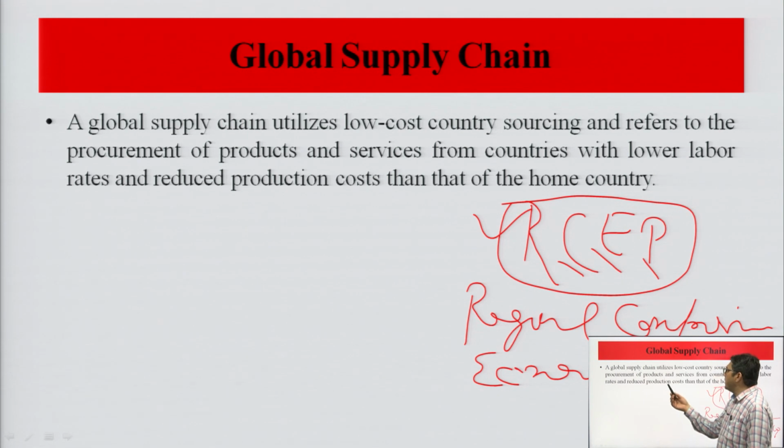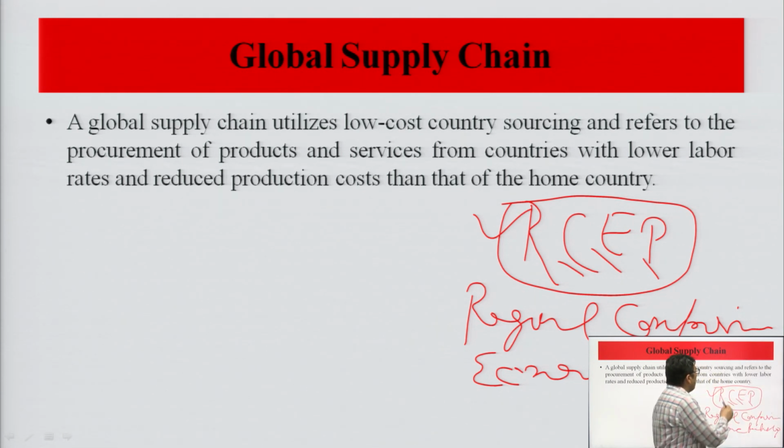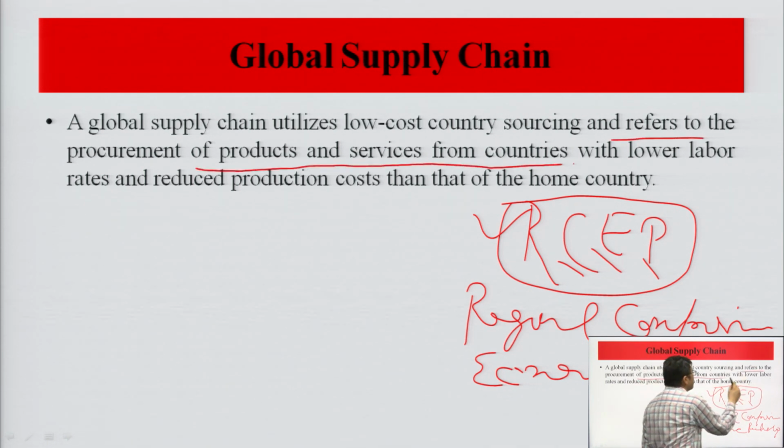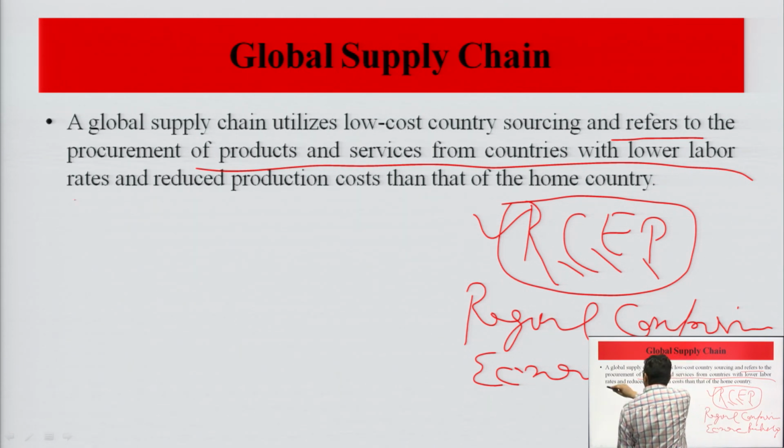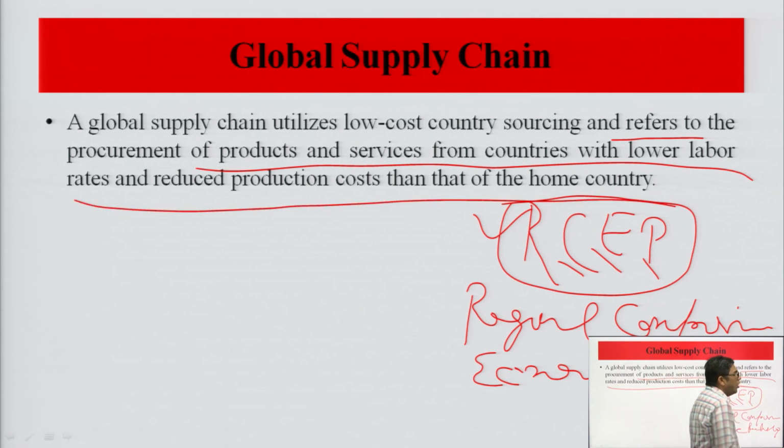A global supply chain utilizes low cost countries sourcing, which refers to the procurement of products and services from countries with lower labor costs, reducing production in the home country. The word reverse engineering is being used.